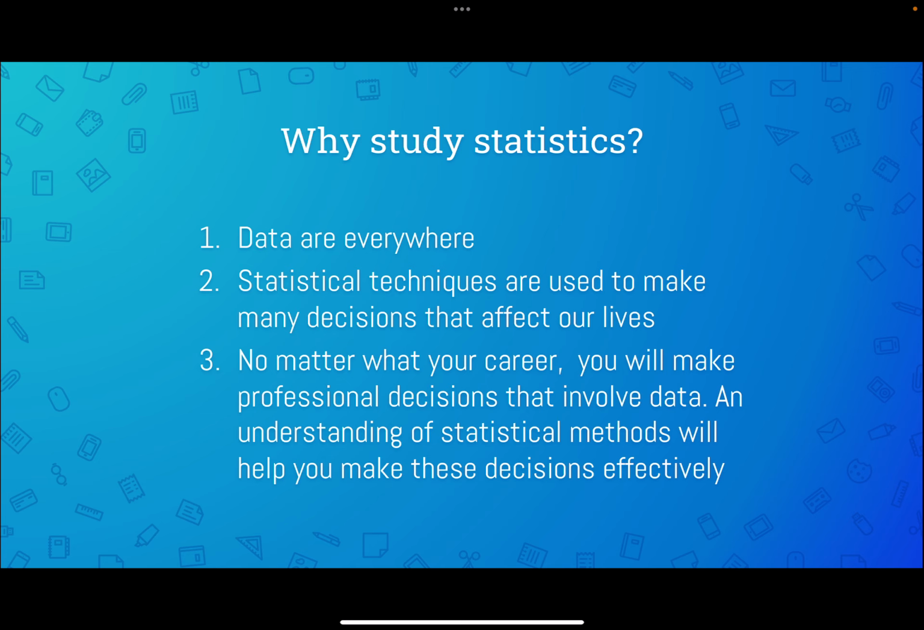Statistical techniques are used to make many decisions that affect our lives. For example, if we are talking about your English grades, they will make the decision for you as to what group you're going to be in. If we're talking about medical insurance, numbers and statistics will tell you how much you have to pay, etc. No matter your career, you will make decisions that involve data, so understanding statistical methods will help you make these decisions effectively.